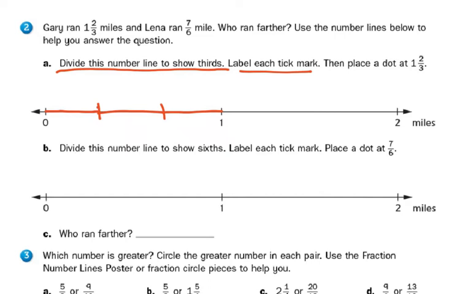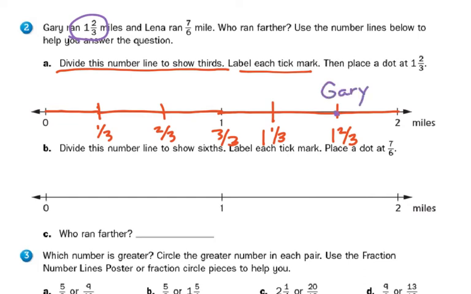So here's my tick mark. This would be 1/3, 2/3. Another way to say 1 whole is 3/3. And the top number and the bottom number are the same. Then I'm going to do the same thing between 1 and 2. This would be 1 1/3, 1 2/3, and 1 3/3 would be the same as 2. Now I'm going to put Gary on there first because Gary's in thirds. So this would be Gary. Go ahead and make a dot and write Gary's name.